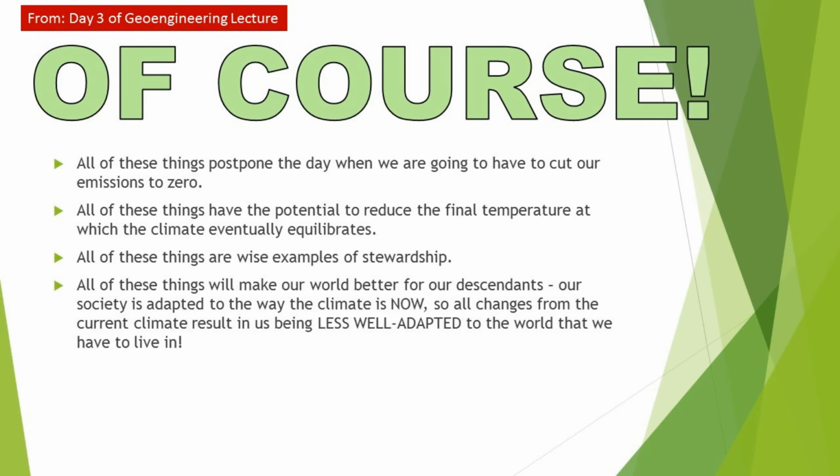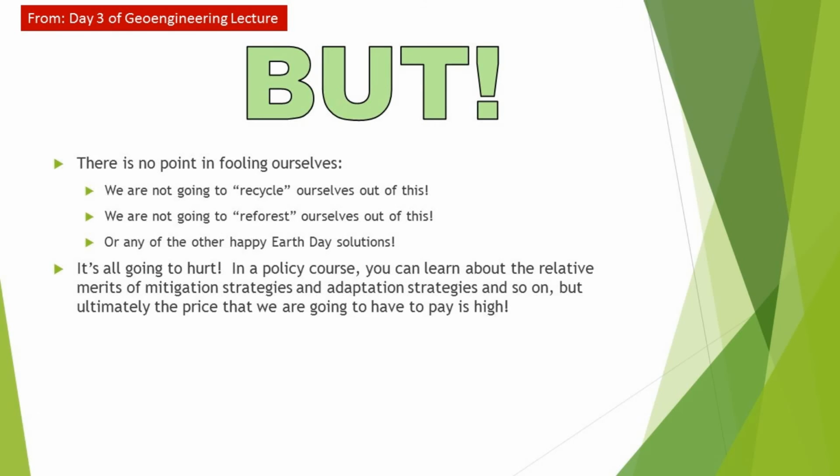All of these things, though, are just postponing. All these things individuals can do are just postponing the day when we have to reach a place where we're having emissions of zero. All these things have the potential to reduce the final temperature at which the climate equilibrates. All of these things are wise examples of stewardship. All of these things make the world better for our descendants. These are good choices to make, these individual choices, but there's no point in kidding ourselves. None of these things are going to save the world. We cannot recycle ourselves out of climate change. We cannot reforest ourselves out of climate change. None of these kinds of personal, individual efforts are going to get us out of the problem that we caused ourselves.